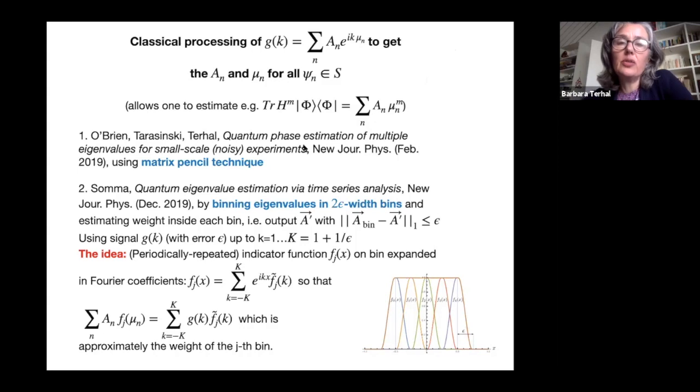Okay, then of course, if you know the a n and the mu n, you can estimate this kind of quantity. And so what we did is we said this is a signal, and we'll use what's called a matrix pencil technique to extract these a n's and mu n's. That's what we actually sort of reinvented. At least we weren't aware that it was called the matrix pencil technique.